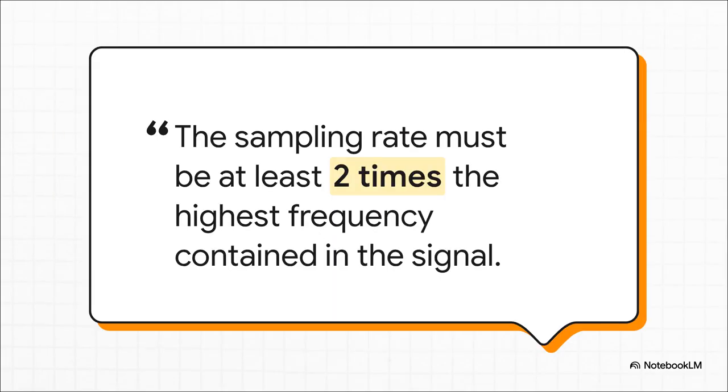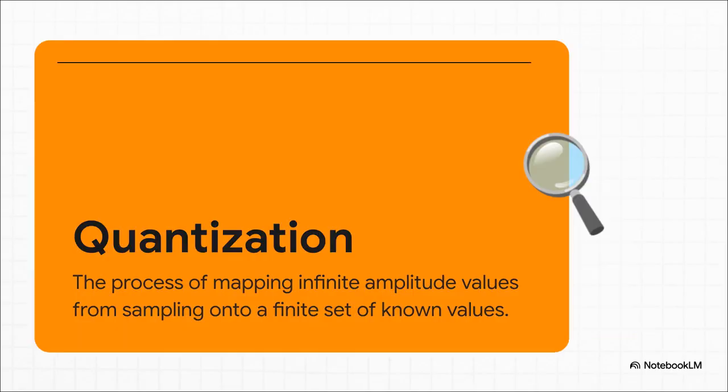But a huge question comes up. How fast do you need to take these snapshots? Well, that's where a super important rule called the Nyquist theorem comes in. It says that to faithfully recreate a signal, you have to sample it at least twice as fast as its highest frequency. If you sample any slower than that, you'll actually lose information and the sound on the other end will be all distorted.